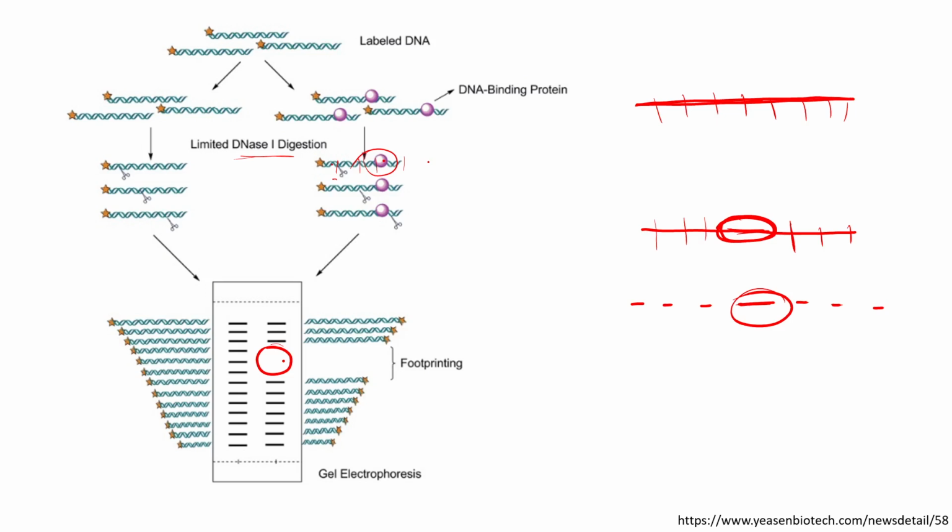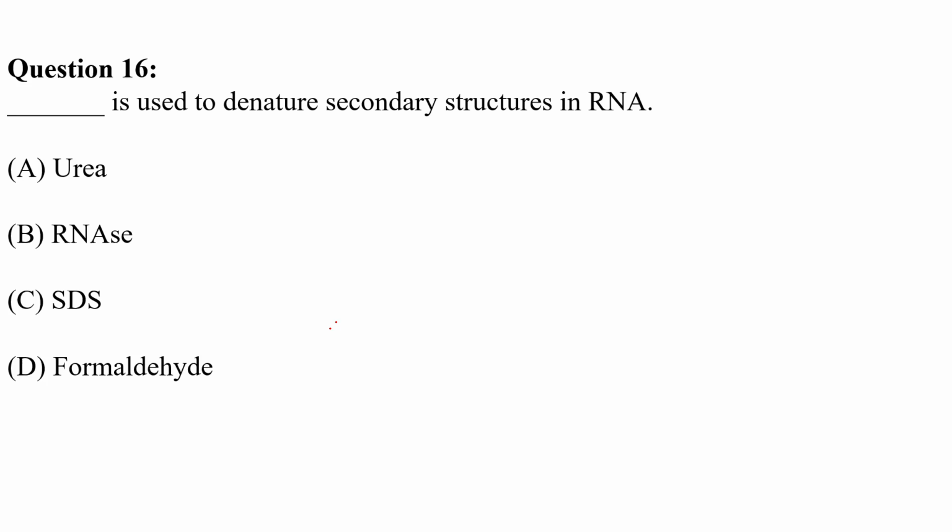Okay, moving on to the next question, question number 16. Dash is used to denature the secondary structures in RNA. So what do we use to denature the secondary structure of RNA? Option A, urea. Option B, RNAs. Option C, SDS. And option D, formaldehyde. Okay, Shaina answered option D, formaldehyde. Yes, that is the correct answer.